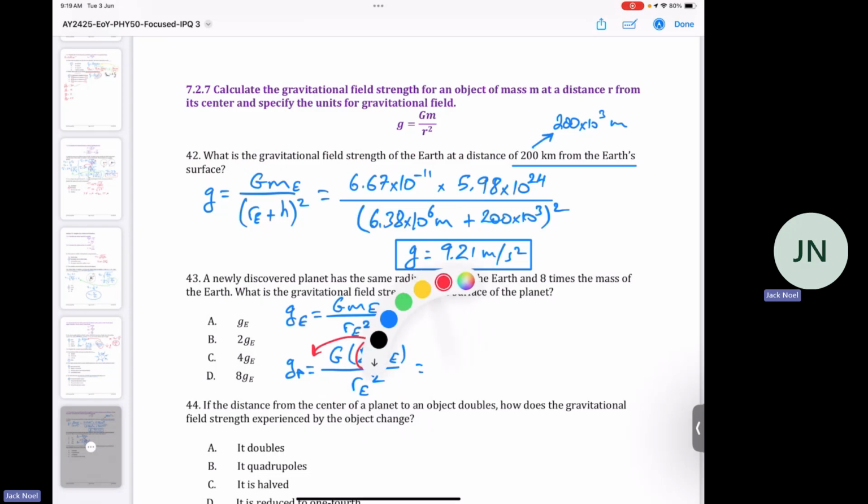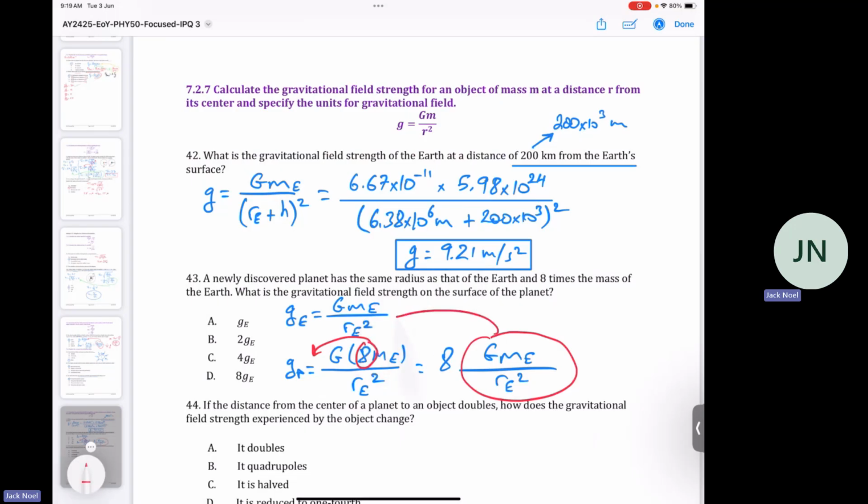So it would become 8 GME over RE squared. And this GME over RE squared is nothing but GE. So it equals 8 GE. So that's the answer here. Very good.